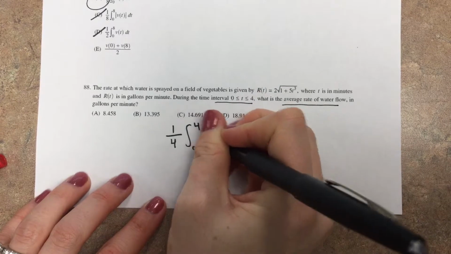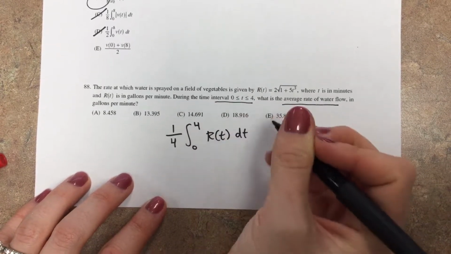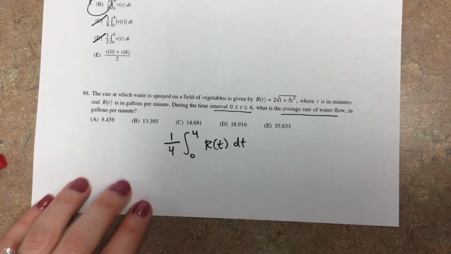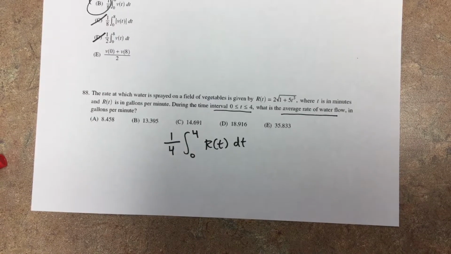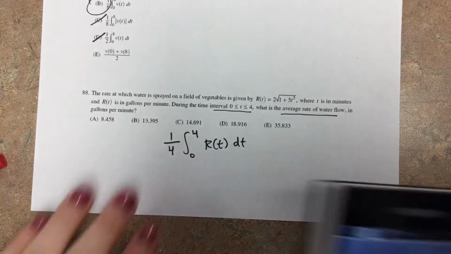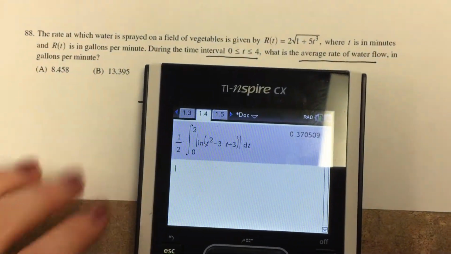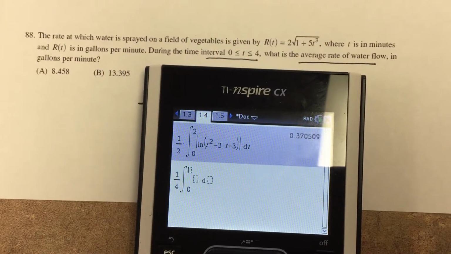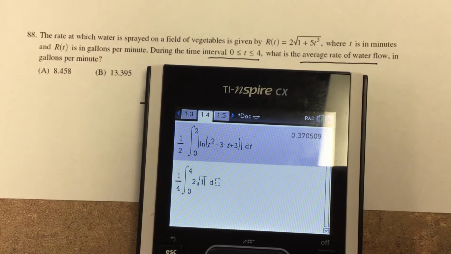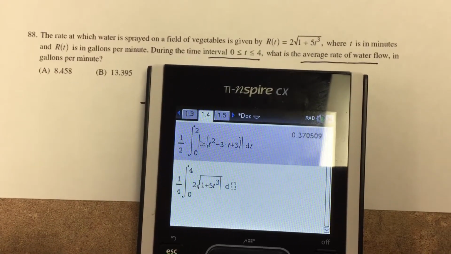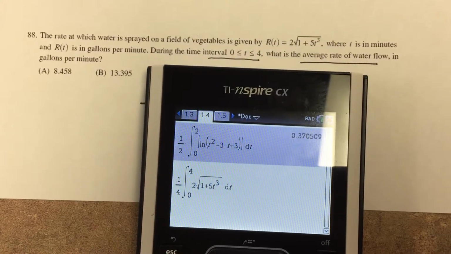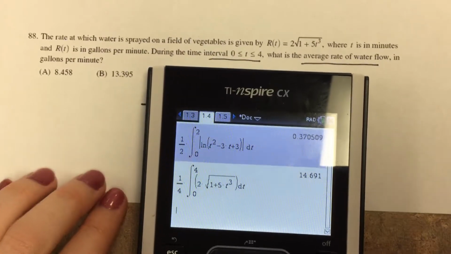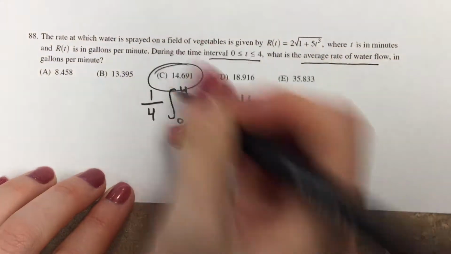R of t. Good. Again, this is on the multiple choice section. They will never see that you wrote this down. So if you know what the formula is, you could just plug it right into your calculator and get an answer that way. So put a 1/4 out front. There we go. We type it all in like that, and we get 14.691, which is C. Oh yeah.